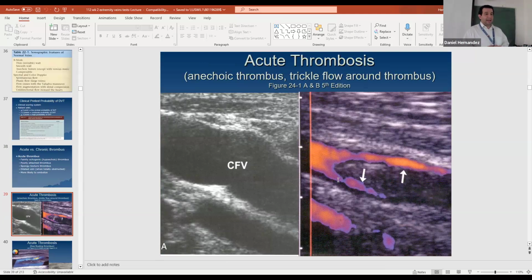So this was showing a very anechoic thrombus on 2D. And then when they put the color Doppler on, it became very evident that there was a large clot existing within this vessel that was partially occlusive. So there's still some flow getting through that vessel.